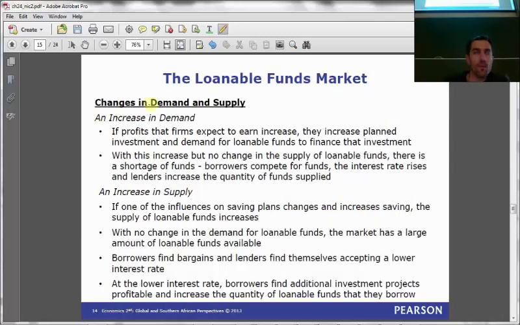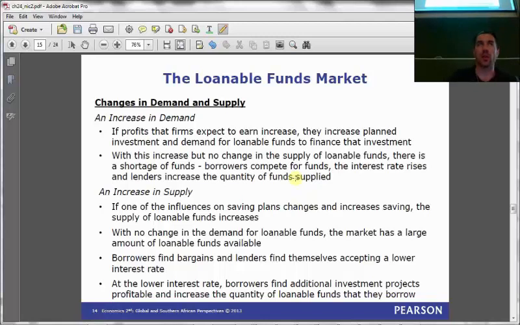So what happens in that market when there are changes in demand and supply? If you have an increase in demand, for example, if profits that firms expect to earn increase, they increase their planned investment, and demand for loanable funds, which are needed to finance that investment, will increase. With this increase, but no change in the supply of loanable funds, there would be a shortage of funds at current interest rates. As borrowers compete for funds, the interest rate rises and lenders increase the quantity of funds supplied.